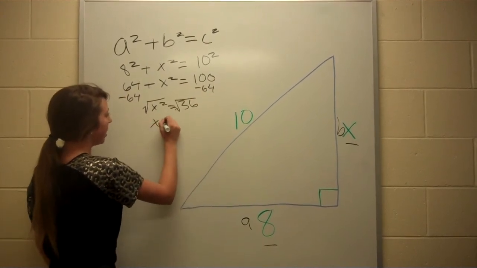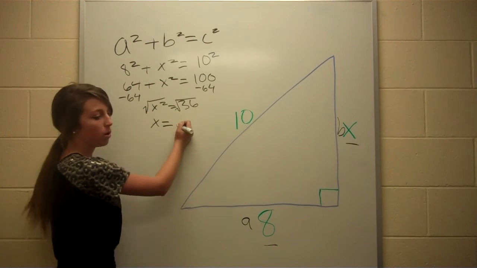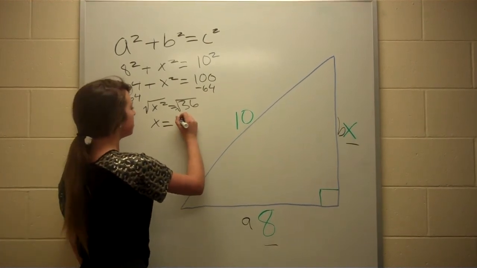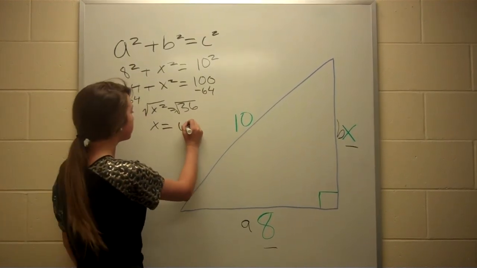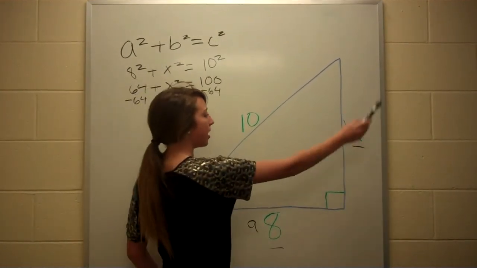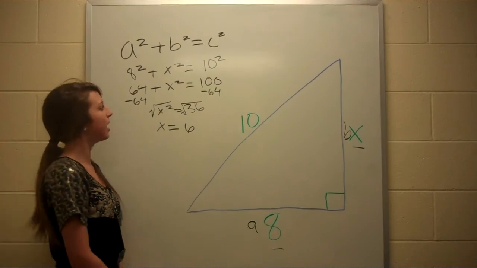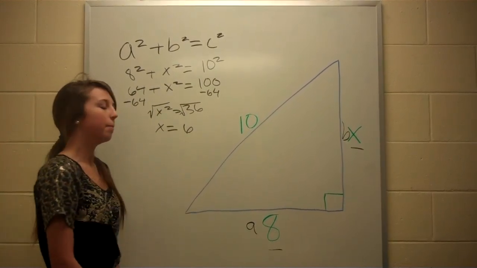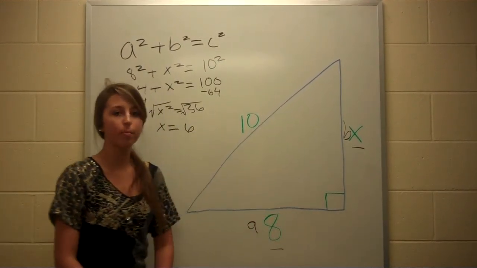So then we get x equals 6. And that's what we would put in for x. And this is how we find the missing leg in our Pythagorean theorem.